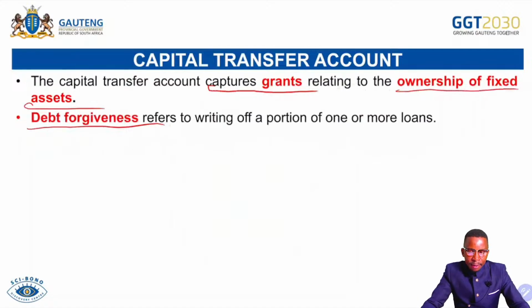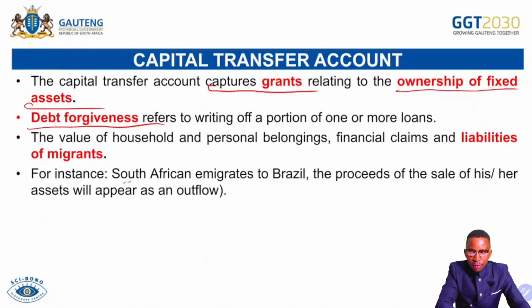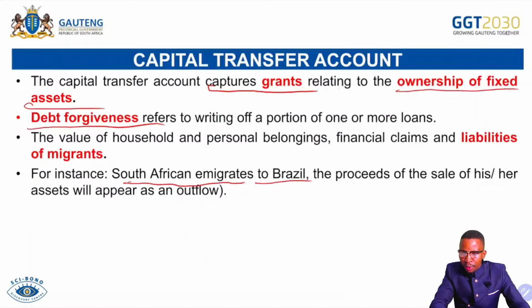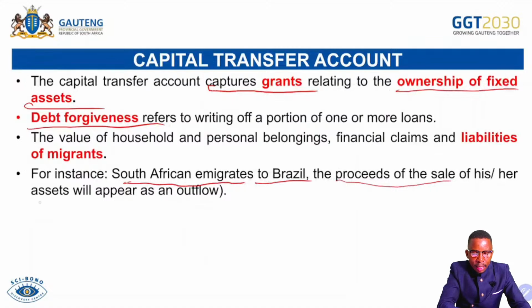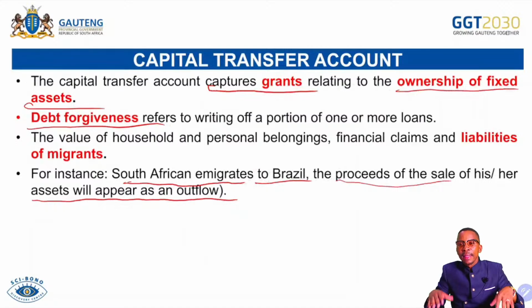And then the value of household and personal belongings, financial claims and liabilities of immigrants are part of the capital transfer account. For instance, when a South African immigrates to Brazil, the proceeds of the sale of his or her own assets will appear as an outflow. Check. If a South African person is leaving South Africa for Brazil, that person cannot take the car with him, cannot also take the house with him. As they sell their fixed assets, they will be taking that money with themselves to Brazil.